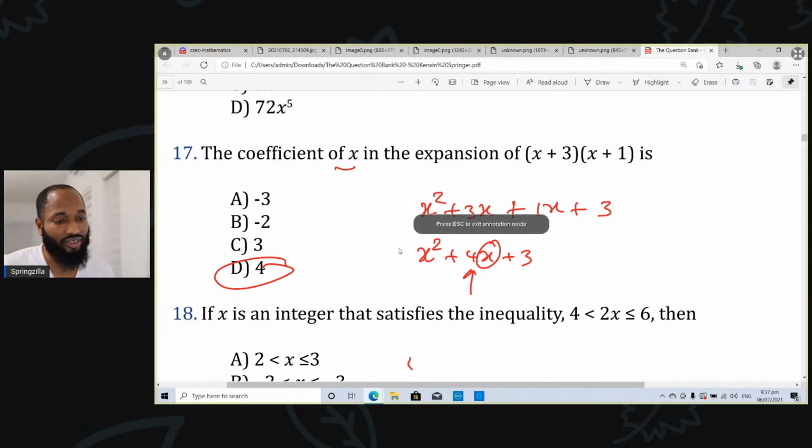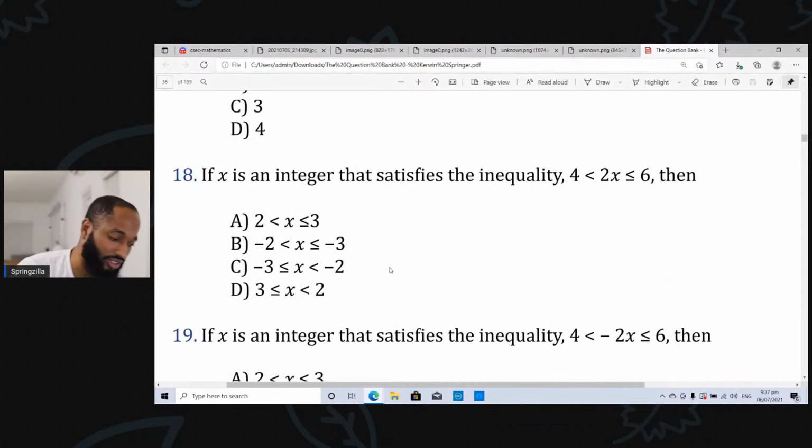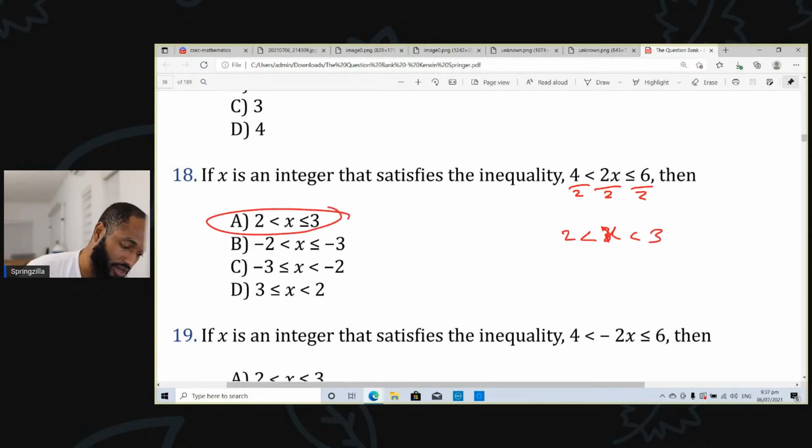How y'all going? If x is an integer that satisfies the inequality, they also want you to boil it down, divide everything by 2. This is a question that loves to come as well. So you just put the x there, and the 3 there and the 2 there, this one. Watch these signs and make sure there's no funny business.